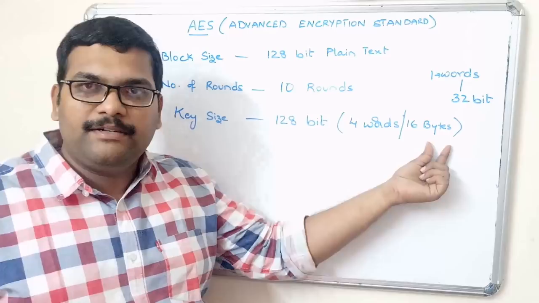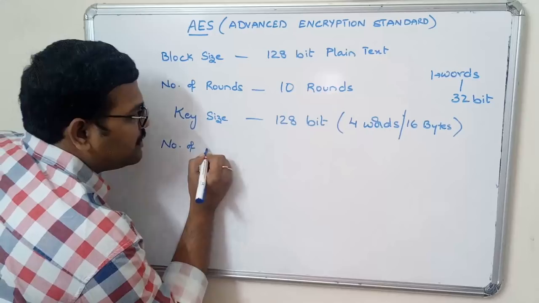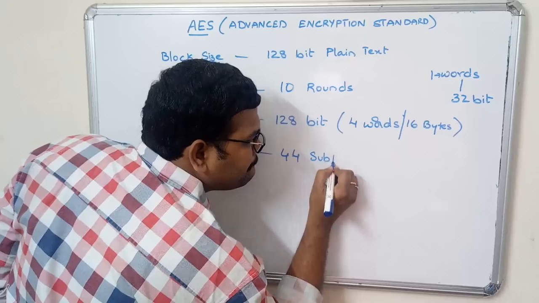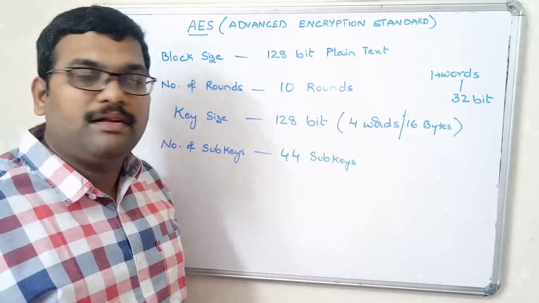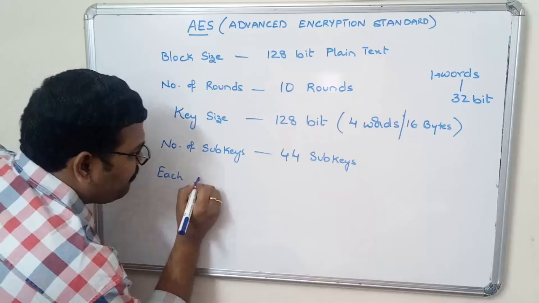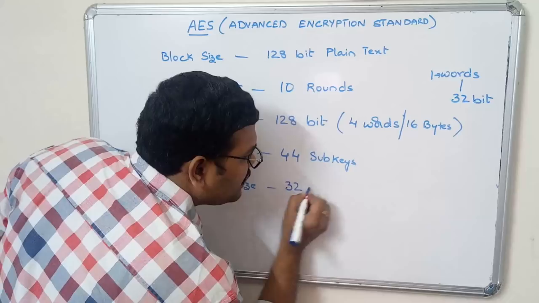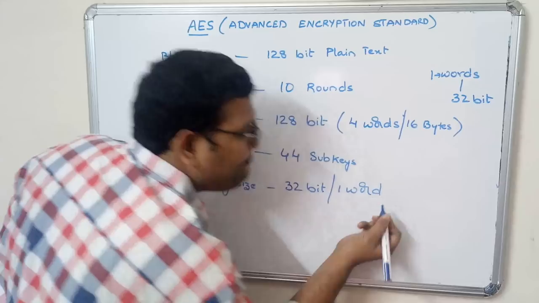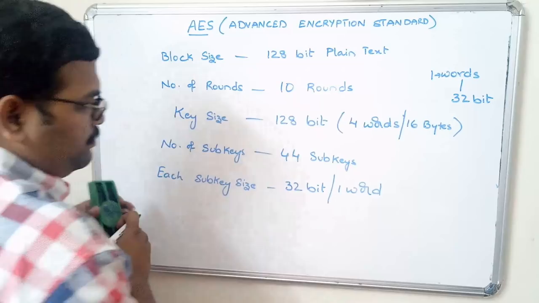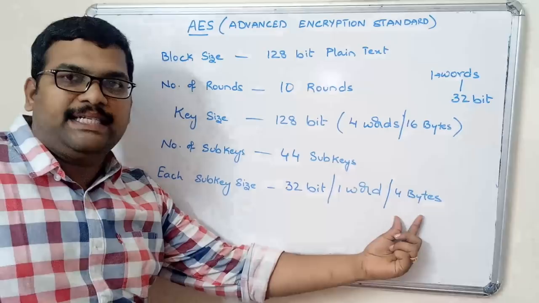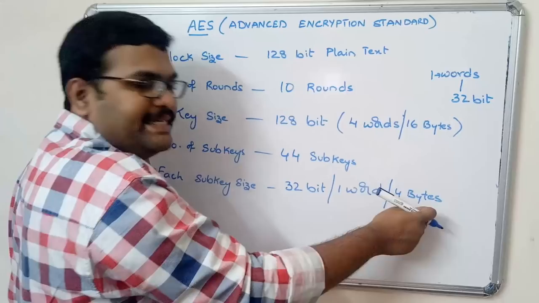The number of subkeys we are using is 44 subkeys. Each subkey size is 32-bit or 1 word, or we can say 4 bytes. We can represent it in bits, words or bytes. One word is 32-bit; 4 bytes means 4 into 8 bits, so 32-bit.